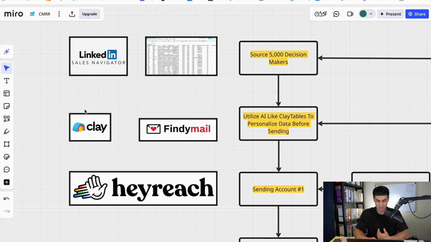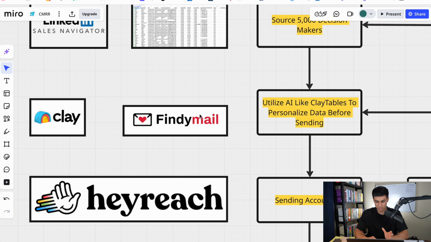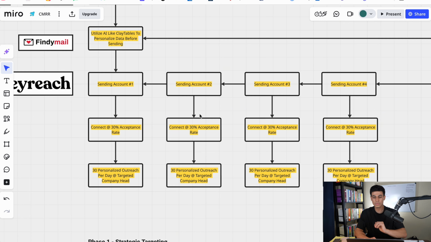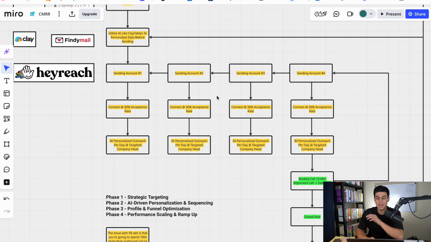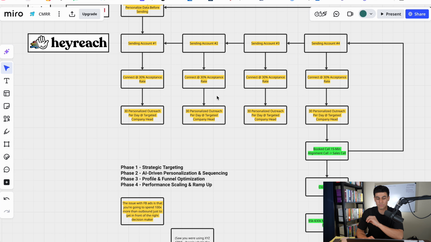You become more personalized, and you use tools like Clay tables, and you use tools like HeyReach to automate the process. So imagine if you could literally send out from different platforms, or from different sending accounts, different profiles, a different customized message for each prospect, as if you were to spend 15 to 30 minutes researching their own business and researching that company head's pain points, and then you send an outreach message. So it's as if you're spending 15 to 30 minutes per person you're outreaching to, except you're not doing that.